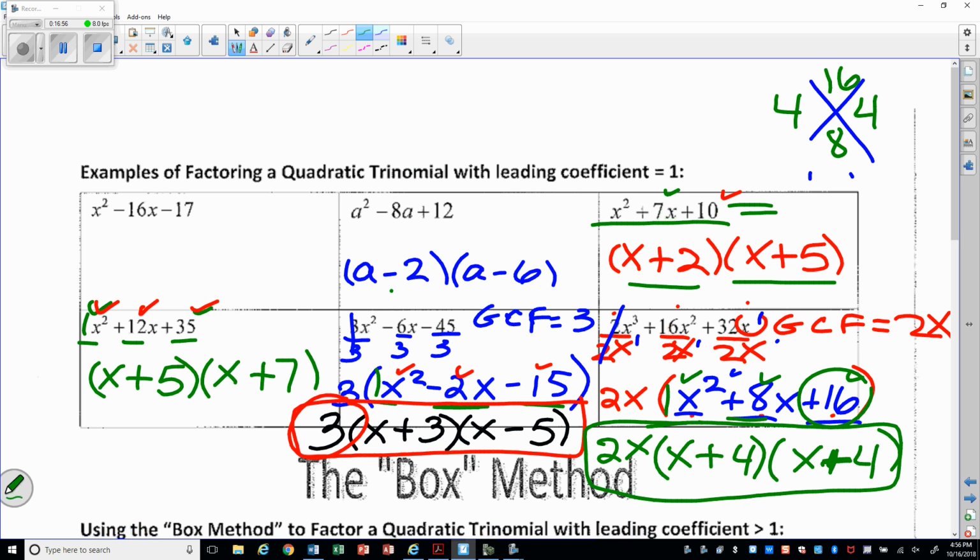Okay, and then you can always type this into your calculator and make sure it's equal to the original. All right, you'll only get one graph if they're exactly the same. And that is factoring a quadratic trinomial with a leading coefficient of 1.